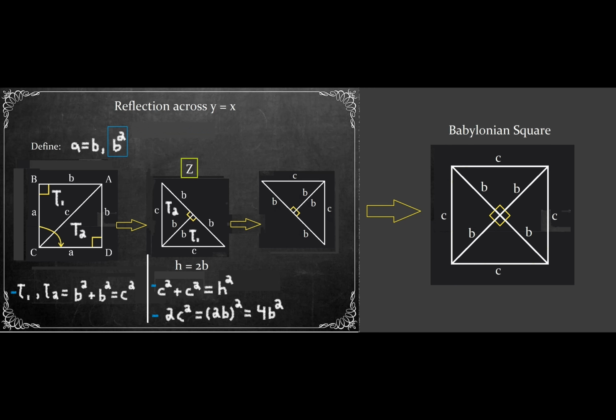Next, we defined a triangle, which we're naming Z, green box, which was formed by rotating T1 relative to T2, yellow arrow, and joining them at their legs, now named B. This created a larger right triangle with legs C and C, with hypotenuse H equals 2B. Second column, we're given C squared plus C squared equals H squared. Second blue bullet, which gives 2c squared equals 4b squared.